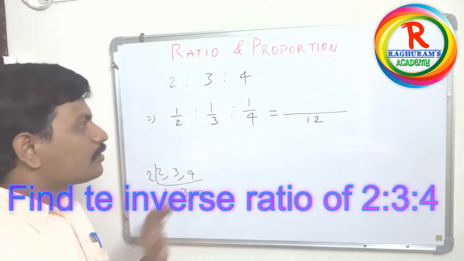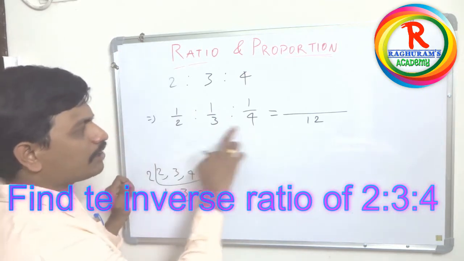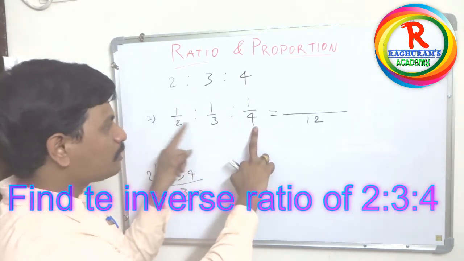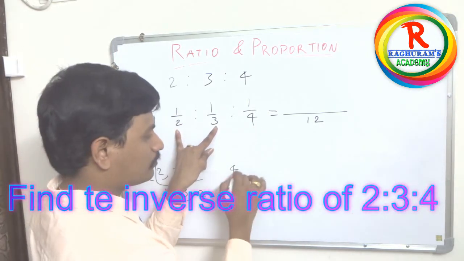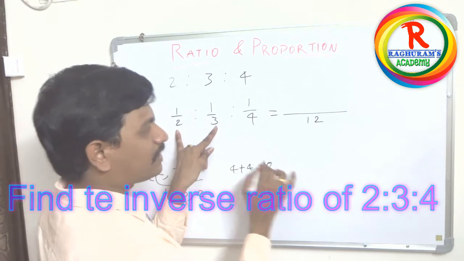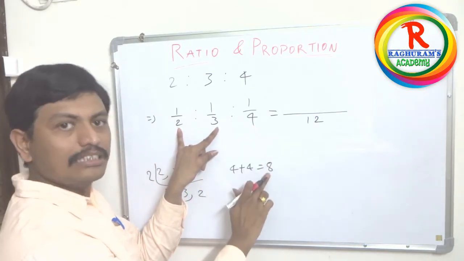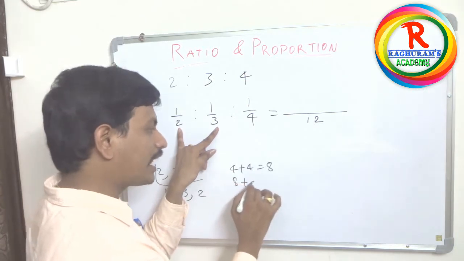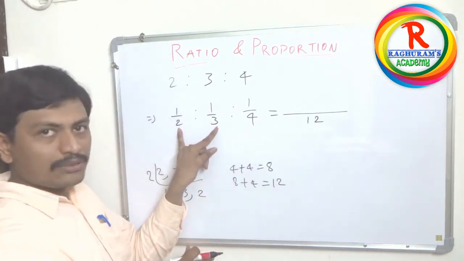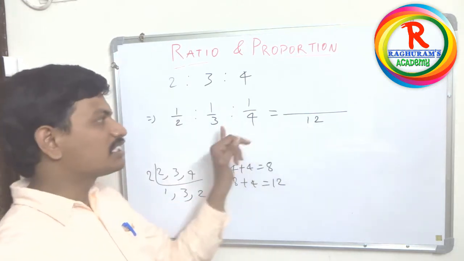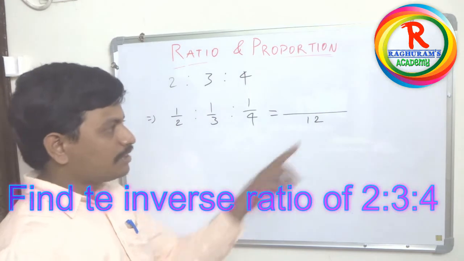Now, there is an easy way to find the LCM. What is the biggest number? 4. If 4 is divisible by 2 and 3, then 4 is the LCM. If not, 4 plus 4 is 8. If 8 is divisible by 2 and 3, then 8 is the LCM. Otherwise add 4 again: 8 plus 4 is 12. Is 12 divisible by 2 and 3? Yes. So 12 is the LCM. This is the shortcut way. Otherwise you can do it like this. Now the LCM is 12.